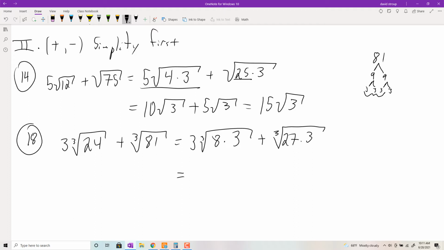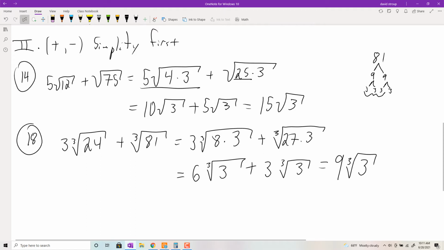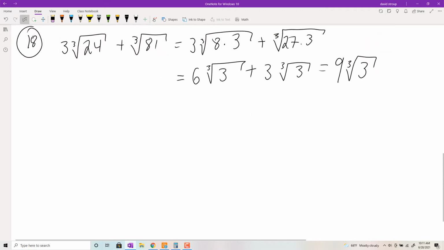So the first one, I can factor out the cube root of 8, which is actually 2, so 3 times 2 is 6 in front, and then you have cube root of 3. And the second one, you can factor out the cube root of 27, which is just 3. So you have 3, and then cube root 3. So now you see those are like terms. 6 cube root 3s plus 3 cube root 3s is 9 cube root 3s. Okay, one more, and then we'll move on to quotients. Oh, 2 more. Sorry, I lied.